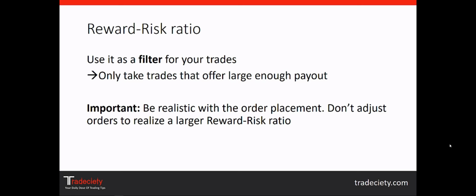At the bottom, I highlighted it again. You have to be very realistic with your order placement. Don't adjust your orders. So this means that many traders will choose a smaller stop loss just because they want to have a higher reward to risk ratio. But trading does not work this way, and that has to be avoided at all costs. Always look for reasonable stop and take profit levels, and then see if it fits your reward to risk ratio criteria.